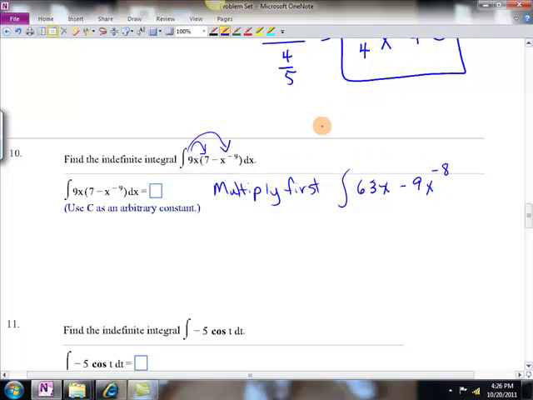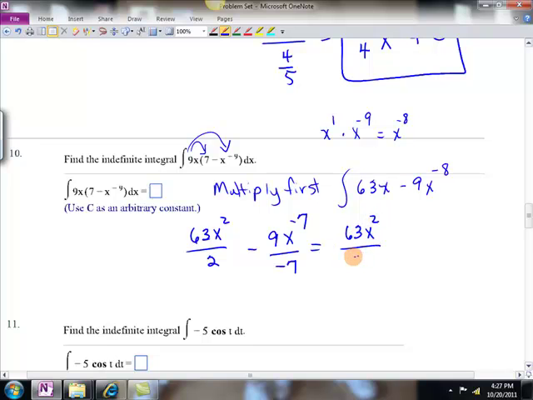Because remember, when you do x to the 1 times x to the negative 9, you add the exponents, and that's x to the negative 8. That's why that becomes that. Then we can do our integration. 63x squared over 2 minus 9x to the negative 7 over negative 7. Can't really reduce that, so the only thing is these two signs are going to cancel each other out. So we have 63x squared over 2 plus 9x to the negative 7 over 7 plus c.